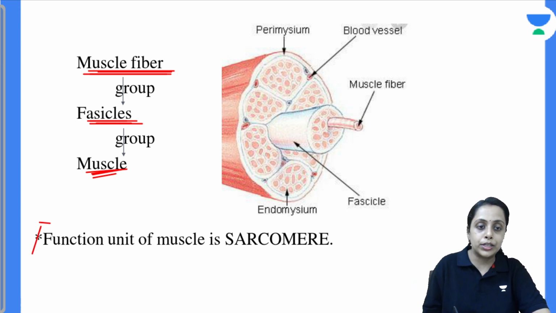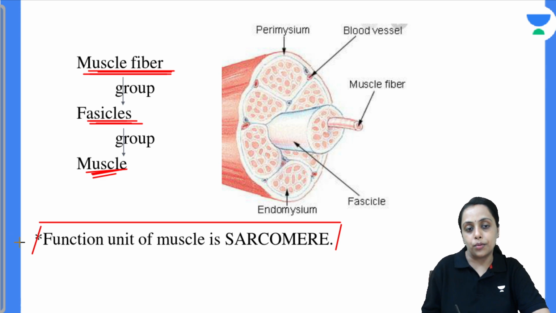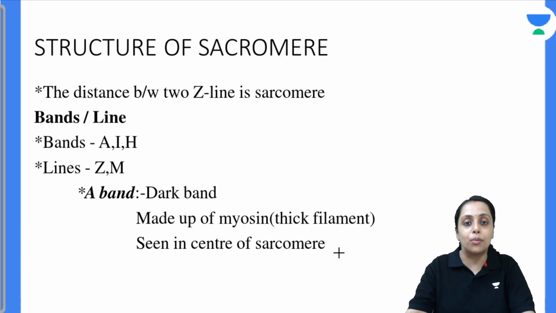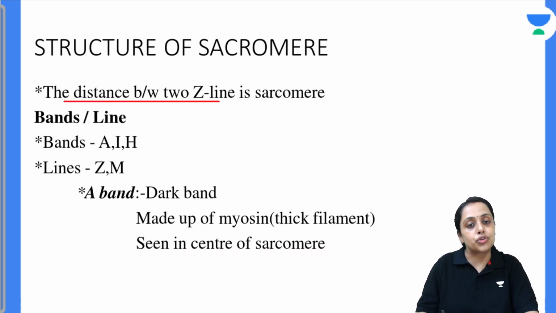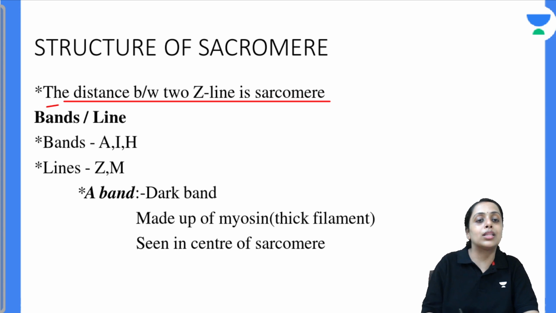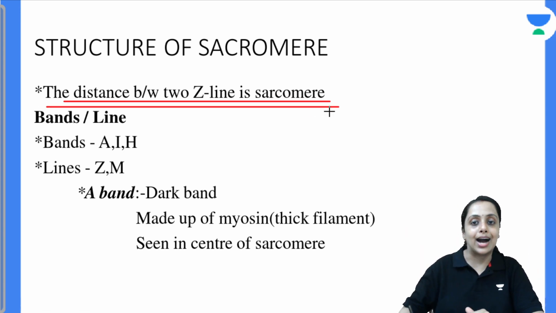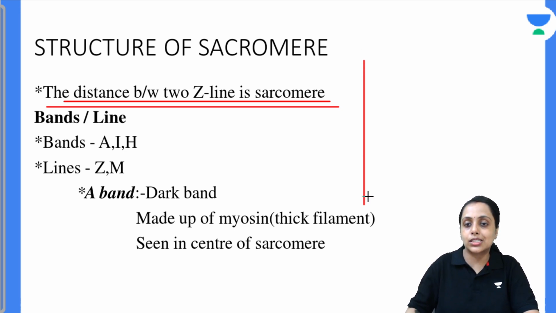The most important unit of our muscle is the sarcomere. The functional unit of muscle is our sarcomere. Now coming to the point, what is a sarcomere? Sarcomere is the structural component, that is, all the structural components that come between two Z lines is our sarcomere. So suppose this is our Z line.